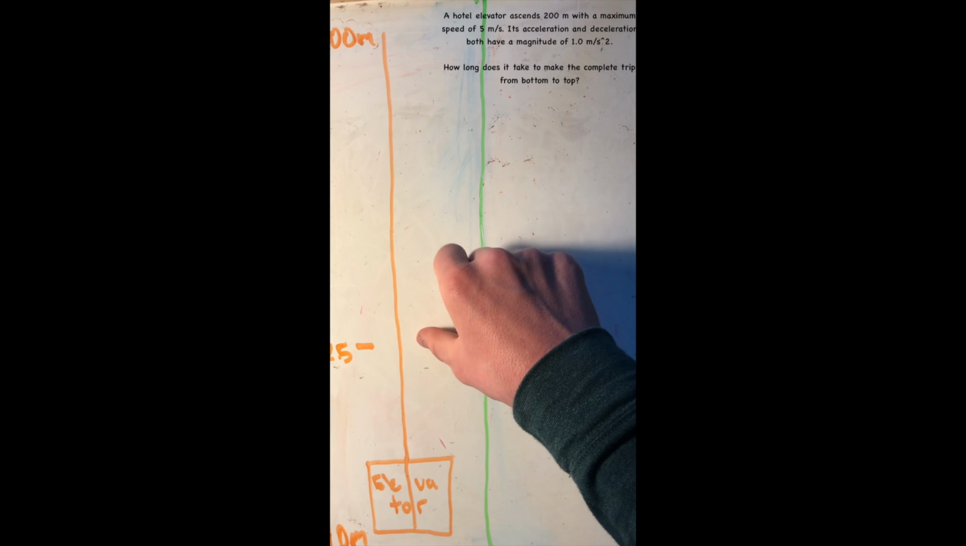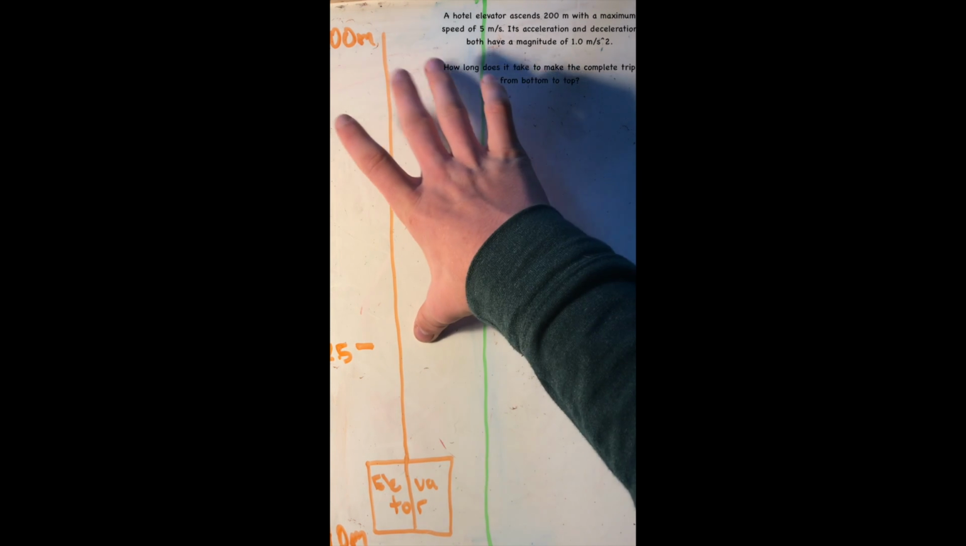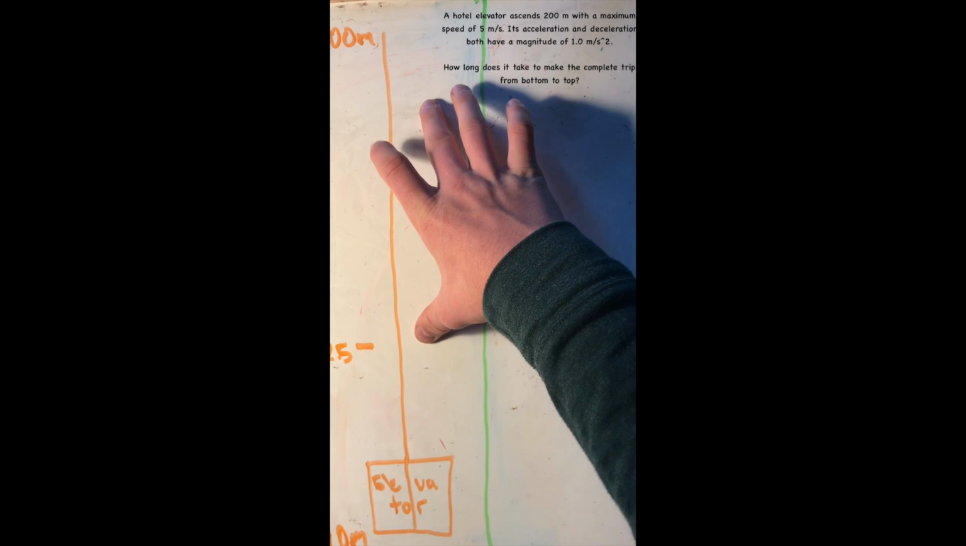So that's from 12.5 meters to some unknown value right now. It'll be moving at a constant speed during that time. And stage 3 consists of the elevator slowing down to a stop. So that'll be the final stage right up here. And one key piece of information we have is that the acceleration of the elevator and the deceleration of the elevator both have a magnitude of 1.0 meters per second squared.